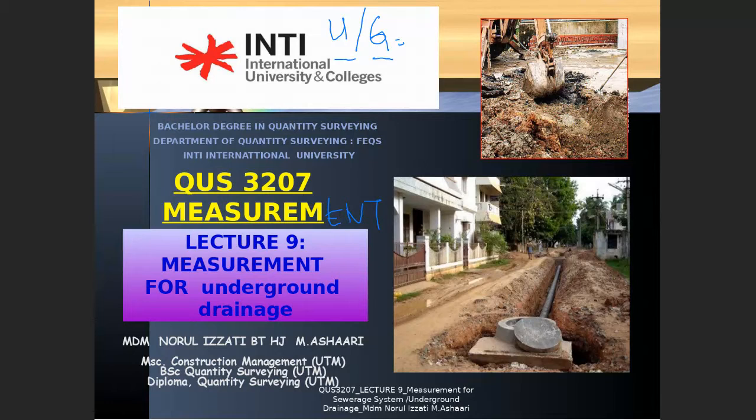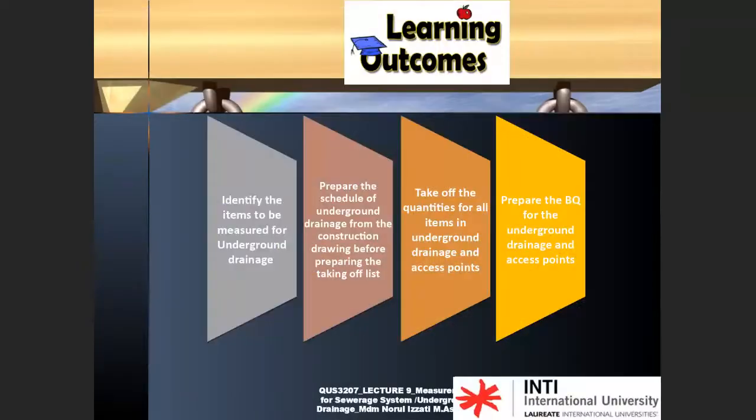Okay, for this topic, we have to take note that there are a few things that must be prepared earlier before we prepare the taking off list. Okay, so how would we like to prepare the taking off list? We have to refer to the detailed drawing. There are two details that must be referred. Number one, details of the underground drainage itself. Number two, you have to prepare the layout plan.